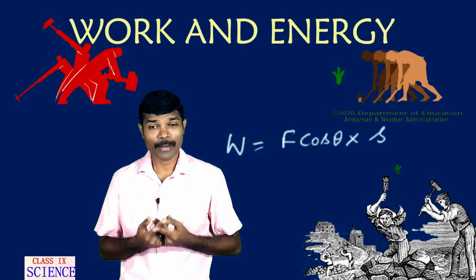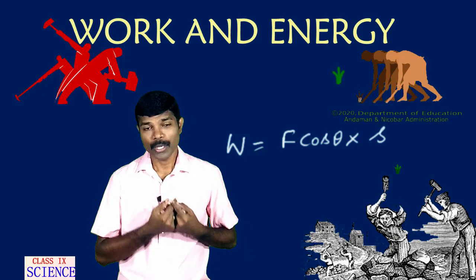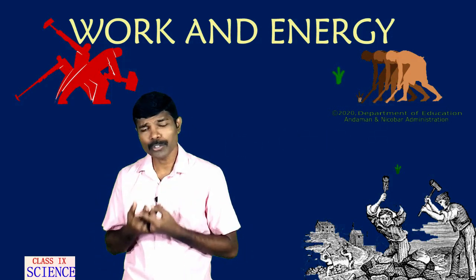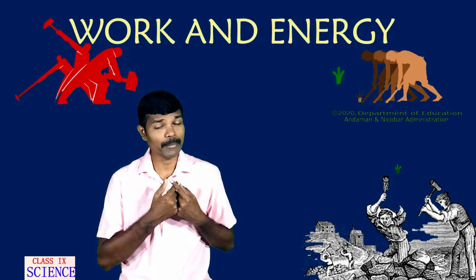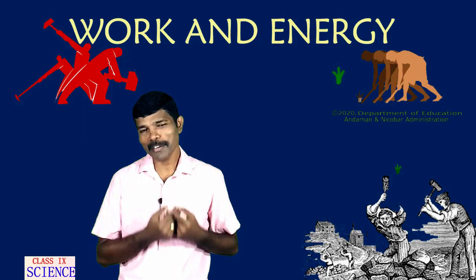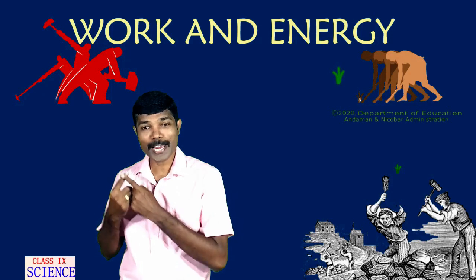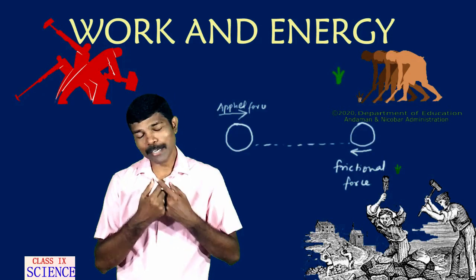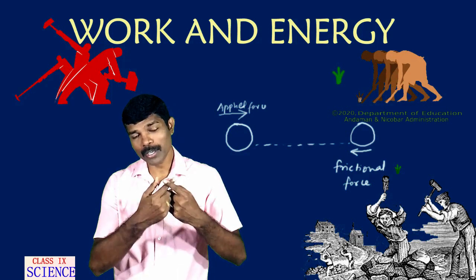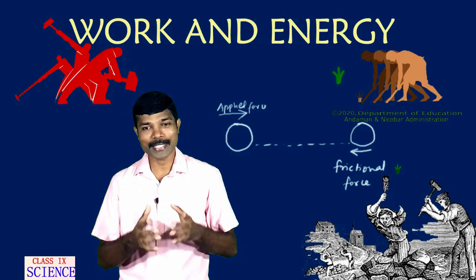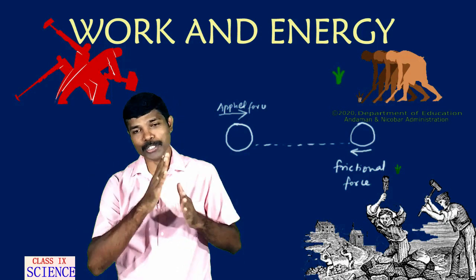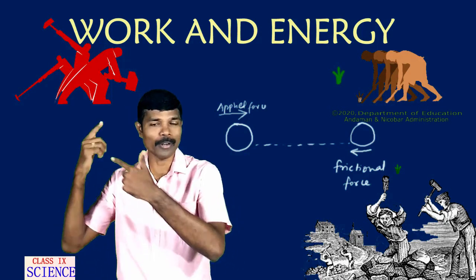So this is what we have seen in the last episode, and we have seen that work done will be sometimes positive, sometimes negative, and sometimes 0. Here the work done will be negative if the force acts opposite to the direction of motion. For example, if you kick a football, the football rolls on the ground. After traveling a certain distance, the ball stops, right? Here frictional force is acting opposite to the direction of motion of the ball.